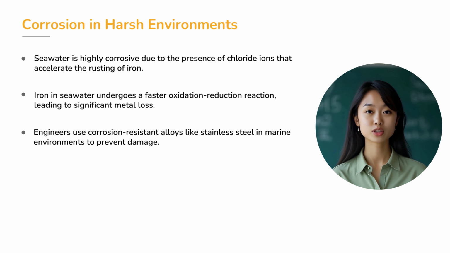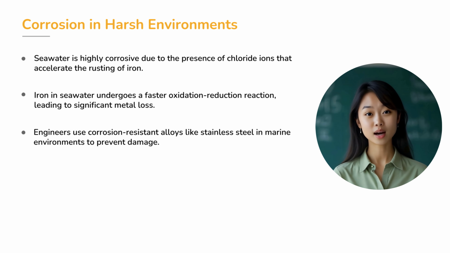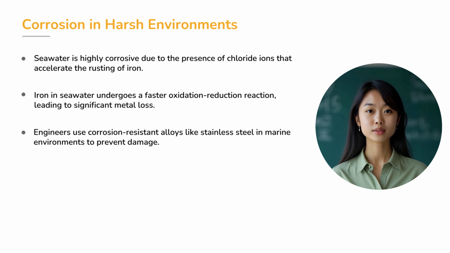Iron rusts much faster in seawater than in fresh water, and that's why metal structures near the coast are more vulnerable. The chloride ions from salt water interact with the iron, making it much more prone to corrosion. This is why engineers use materials resistant to corrosion, like stainless steel, when building offshore platforms or ships. It's also why bridges and piers in coastal areas need frequent maintenance.